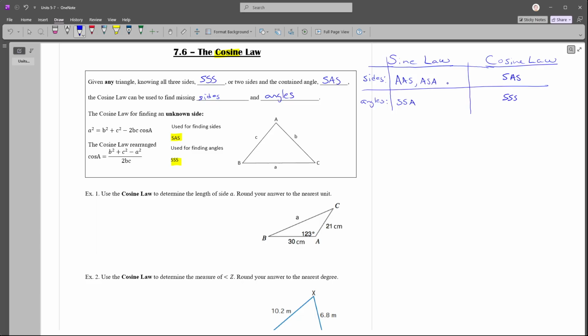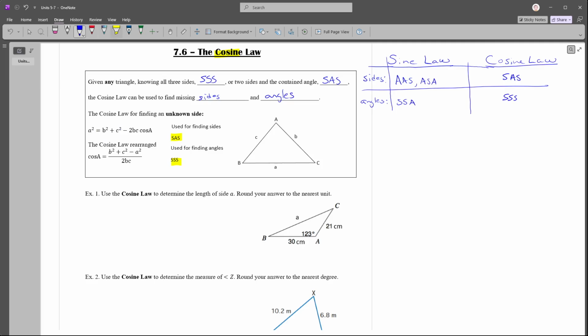Okay, so how do we actually apply it? What does it look like? You'll notice this time it's not a simple ratio like it was for the sine law. In fact, it's a fair amount more complicated, but it's not too bad. First of all, you need to remember that a triangle can be named anything and the variables are arbitrary as long as we are consistently using them within the formula itself. So here's our general formula for the cosine law.